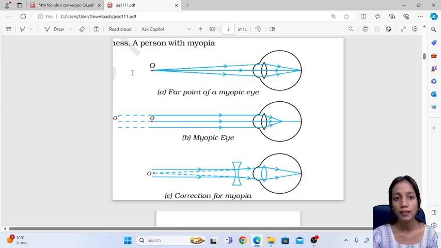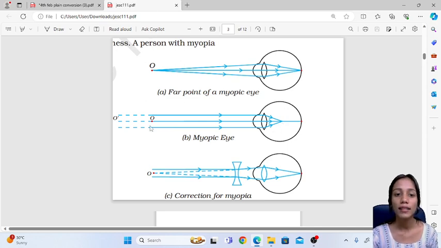We can see that the far point is this red color dot, that is O. But for the objects beyond this, at O dash, which is the far point of a normal eye, the light travels from the objects which are at infinity, and the image is not formed on the retina, but we can see that the image is formed in front of the retina.